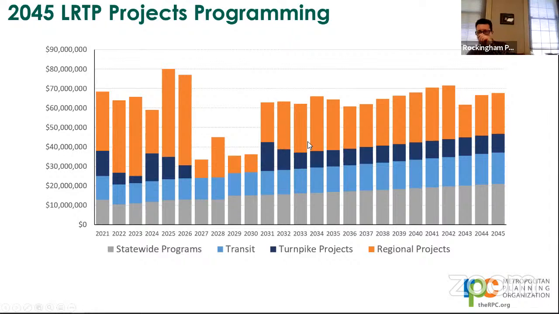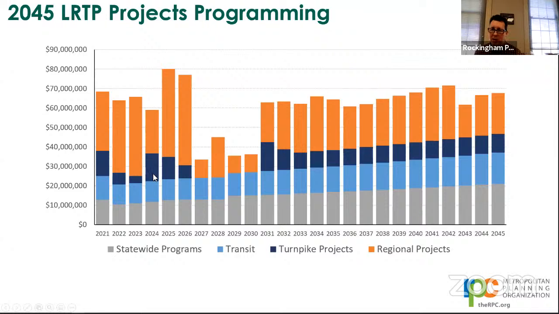So when we look at the programming of projects, this is just a graph of projects by year. So again, the first 4 years here are the TIP. I color coded these, the statewide projects, which are fairly consistent across the board. And that's basically because we're making an assumption about a percentage of total state revenues that are going to these projects each year. And it just increases a little bit each year. On the transit side of things, we have a similar assumption that there's a certain amount of funding coming that increases slightly each year. So we see a little bit of growth there.